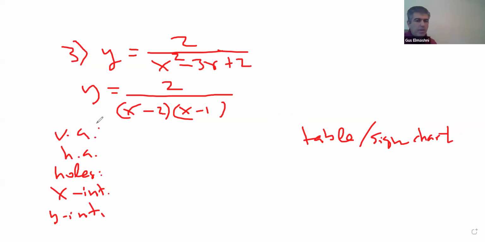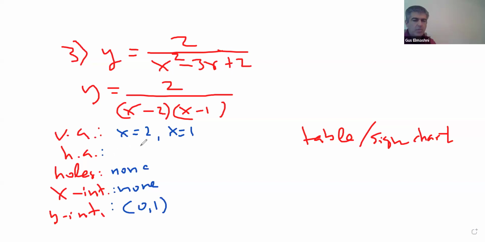So the VA is when the bottom equals 0, right? What makes the bottom 0 here? It'll be 2 and 1. Right, and you write it as an equation: x equals 2, x equals 1. Now if things cross off, then it's a hole. By the way, there is no hole, since this is the simplified form. And there's no x-intercept either. The y-intercept will be 1, so I'll write it as an ordered pair.